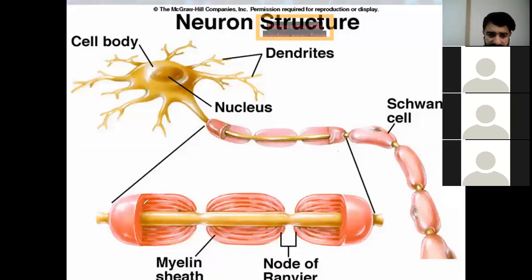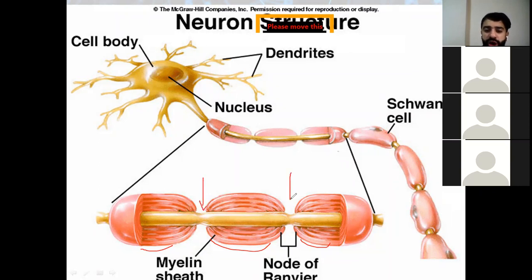So this is the myelin sheath. These are the myelin sheaths. They act as a protector, and they are not continuous along the axon. Here we have gaps. These gaps are referred to as nodes of Ranvier. So these are nodes of Ranvier. They are the gaps between the myelin sheaths on the myelinated axon.